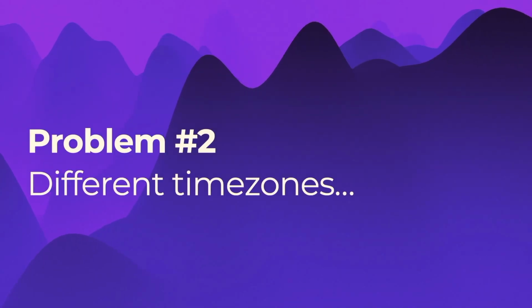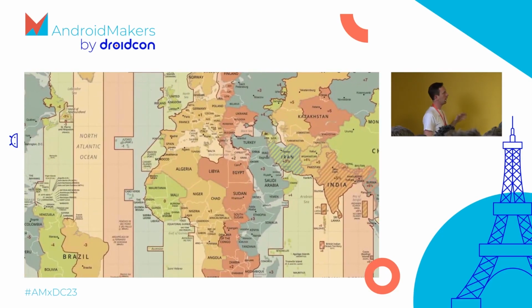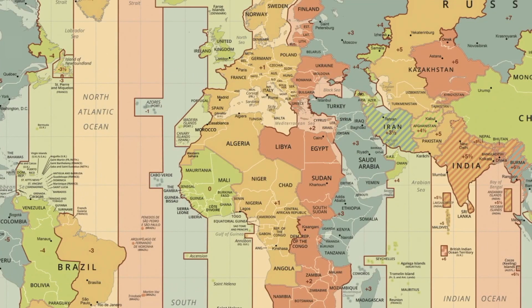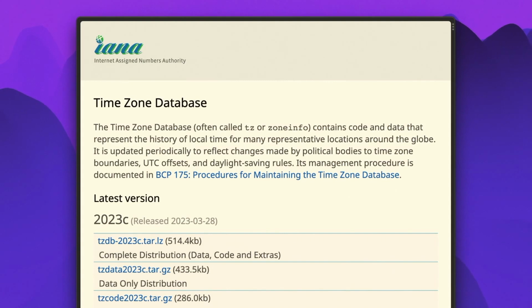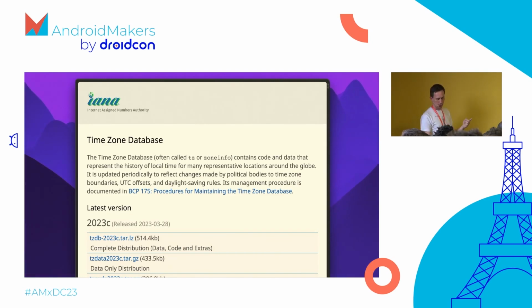The second problem we have, of course, is time zones. This is the map of the world with the different time zones. You can see there are many of them, and as you can see also, it depends on the country you are in. We have the time zone database, or the TZ database. It's a collaborative compilation of information about the world's time zones. We also call the TZ data the Olson database because of the name of the first maintainer, the main contributor.